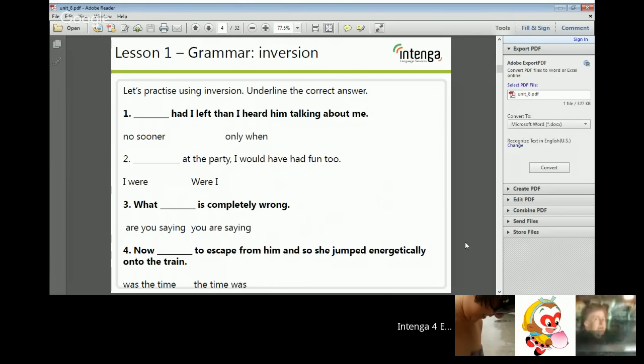All right. Okay. So let's take a look at the 4th one. Elle, can you go ahead and read that? Sure. Now was the time to escape from him, and so she jumped energetically onto the train. So now was the time to escape from him, so she jumped energetically onto the train. Any questions here? Does that make sense now a little?